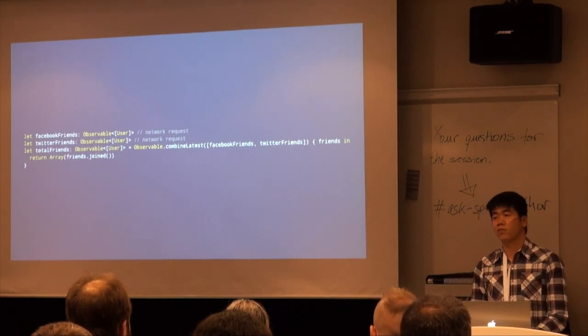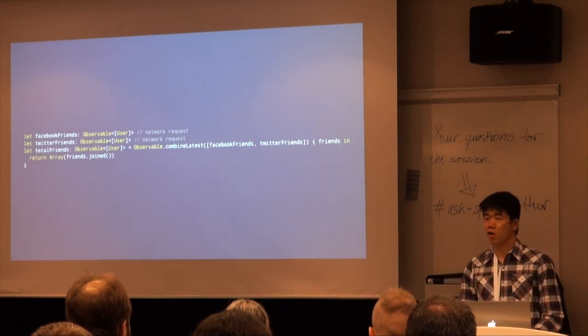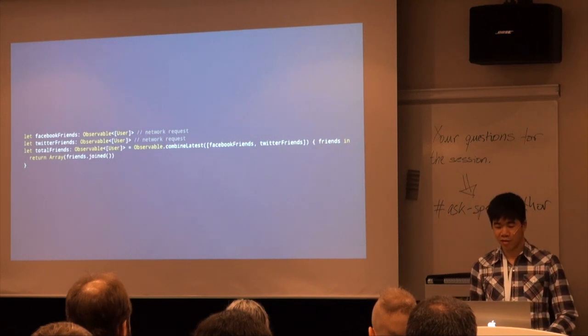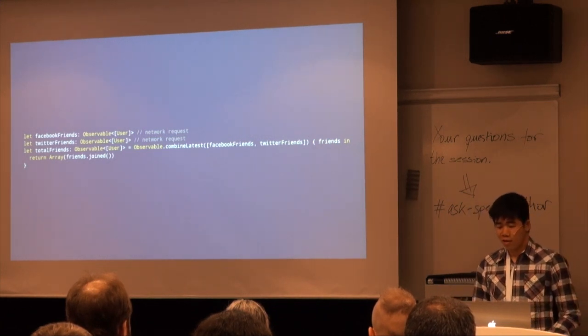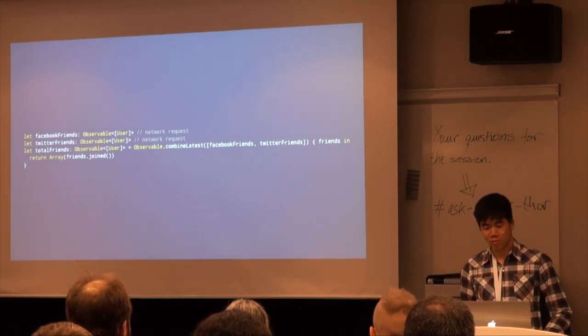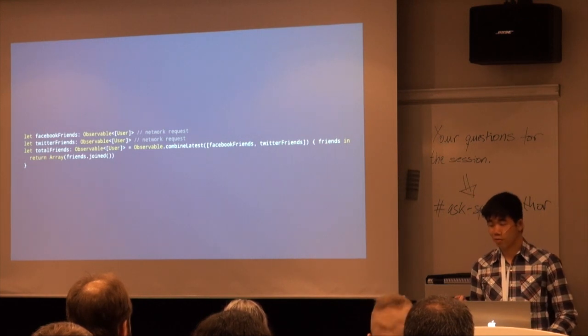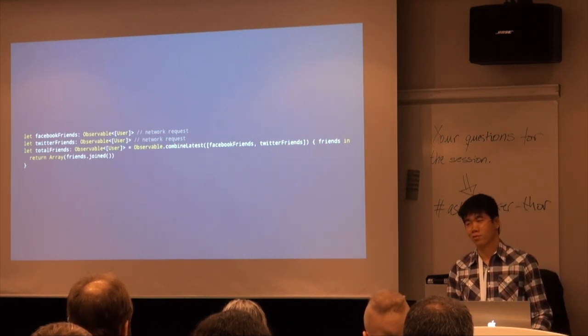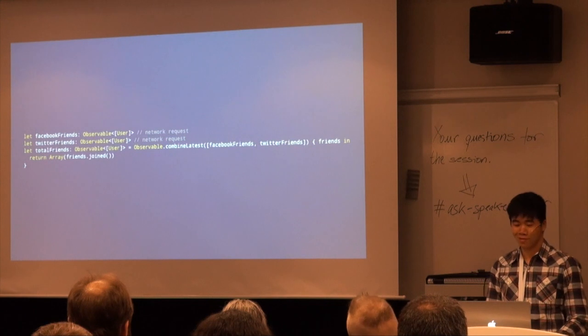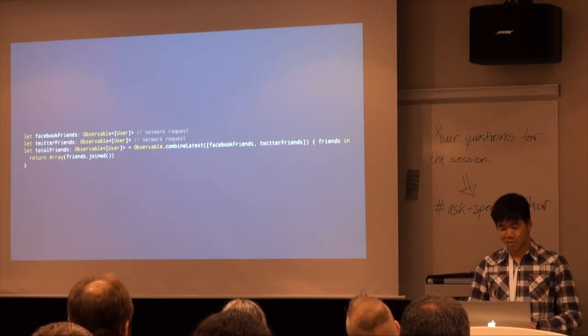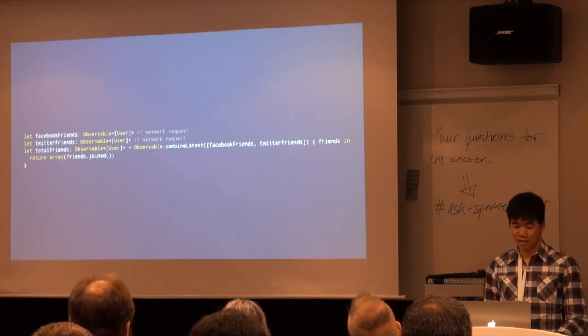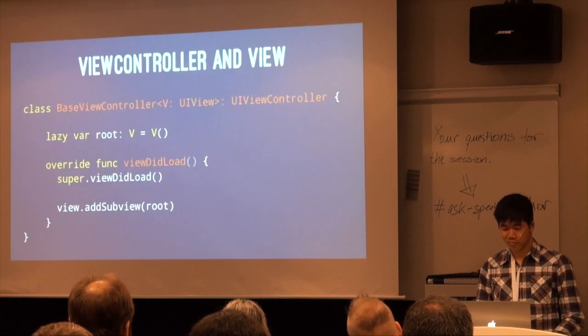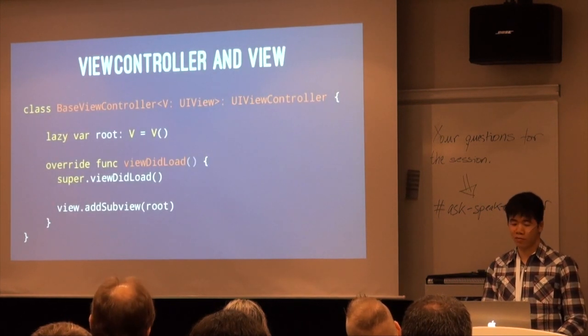And the power of RxSwift lies in its numerous operators. Here's how we can combine two network requests, one to fetch the Facebook friends and one to fetch the Twitter friends. I like these two social networks. And we can just wait for both of them to finish and sum up the friends. It saves you a lot of time and is very streamlined.